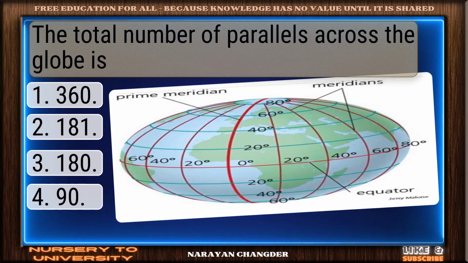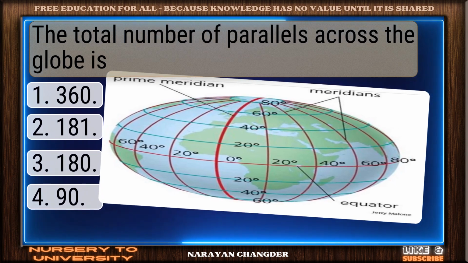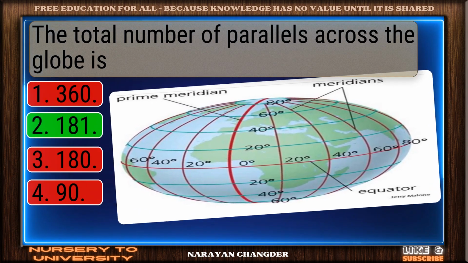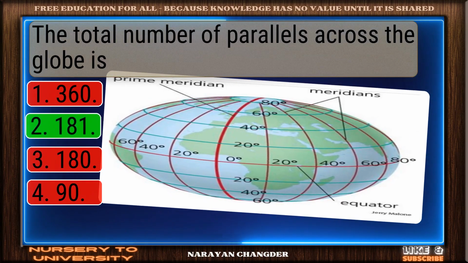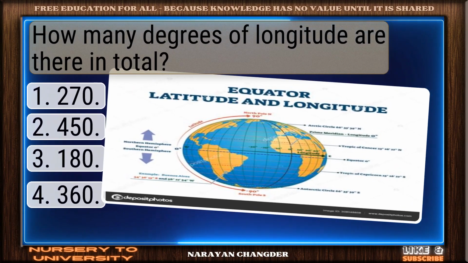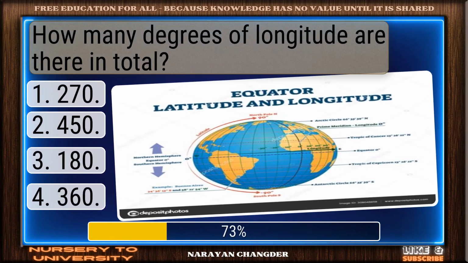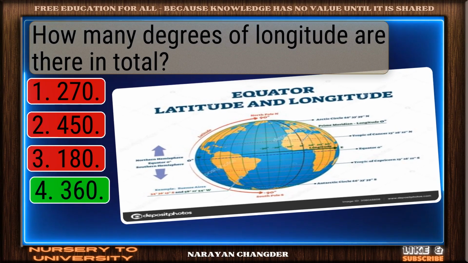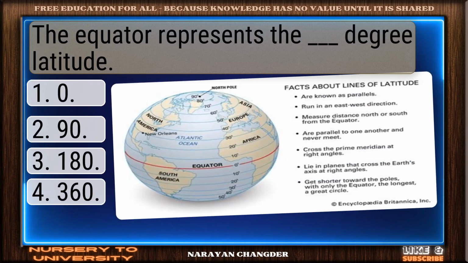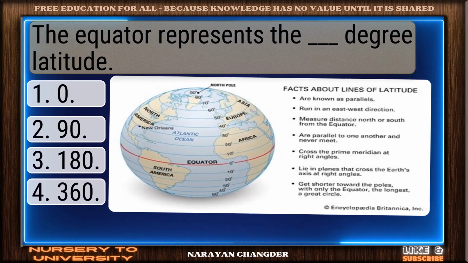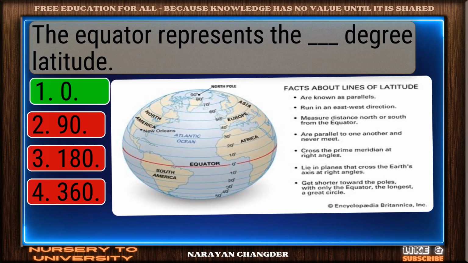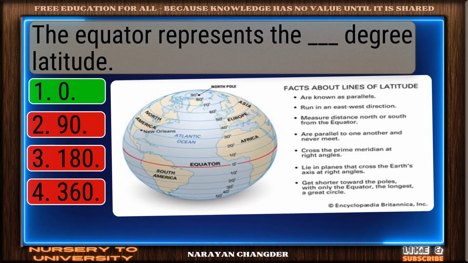The total number of parallels across the globe is. Sharp thinking. 181 is the right choice. How many degrees of longitude are there in total? Good job. Your answer 360 works well here. The equator represents the dash degree latitude. Excellent. Zero is a brilliant choice.